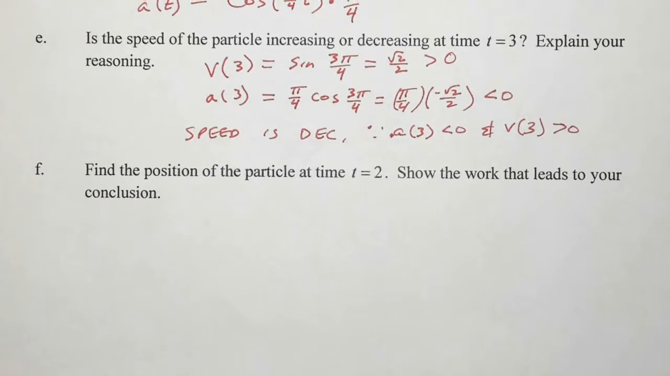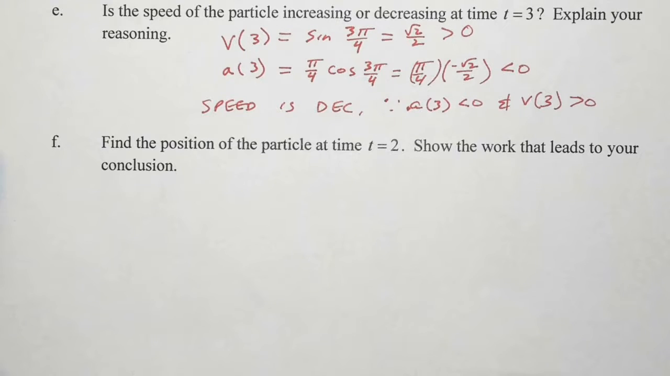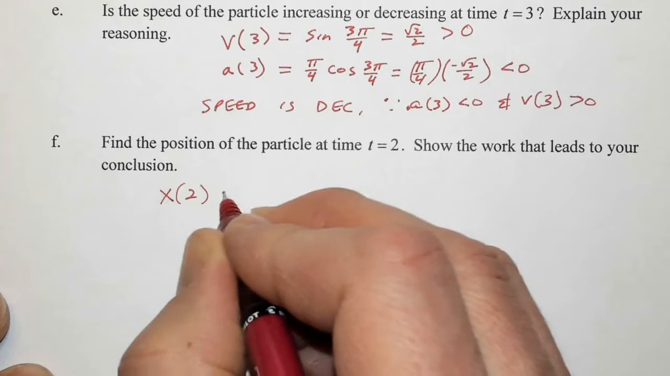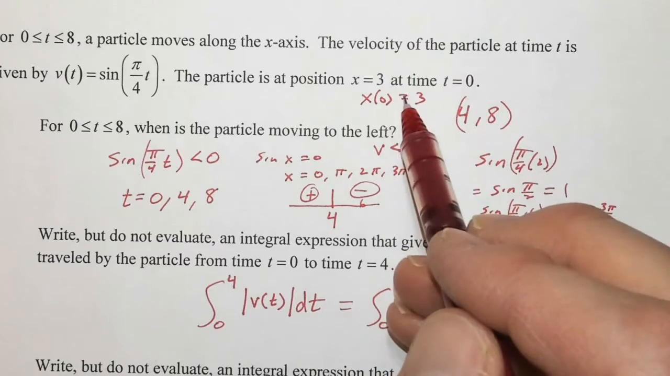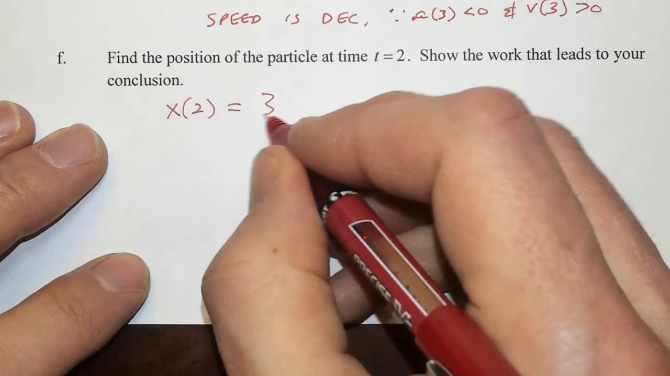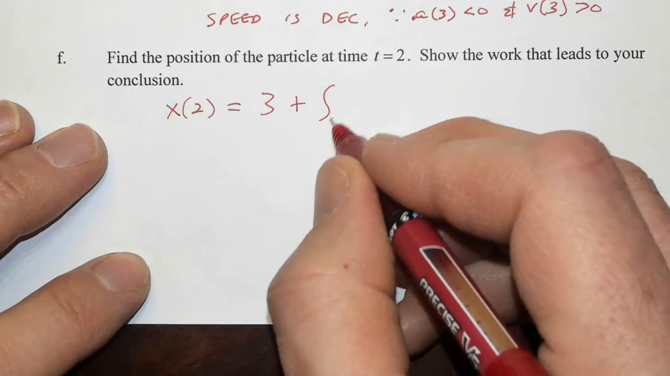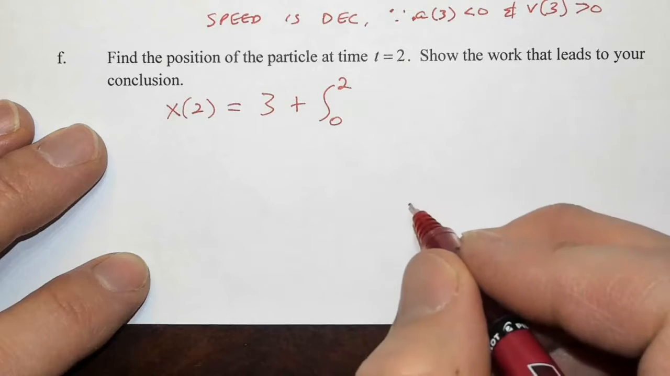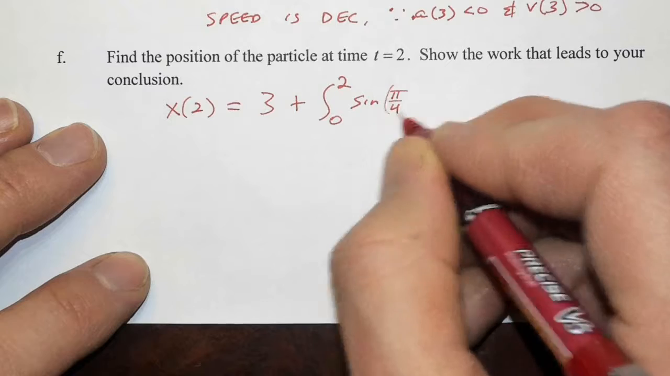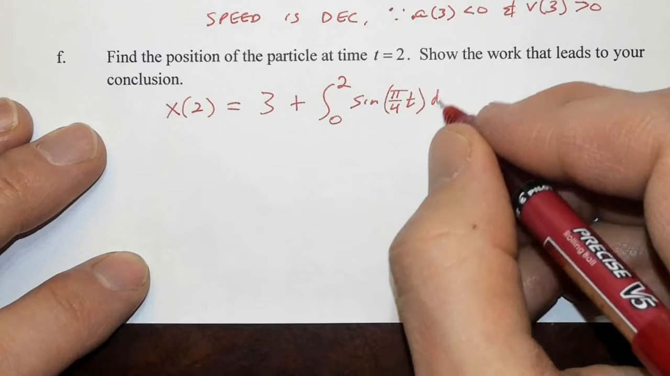And last but not least, part F, find the position of the particle at time t equals 2. So when we want to find the new position, that means we want x of 2. Well, x of 2 equals the original position, which we said way back up here. The original position was 3. So we have 3 plus the integral from when the position was 3, which is time 0, to the position that we want, which is 2, of our velocity function, sine of pi over 4 t, dt.